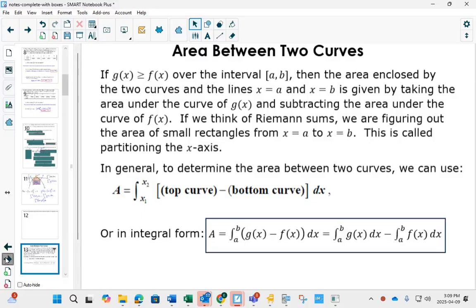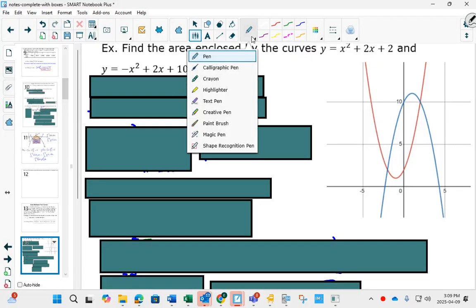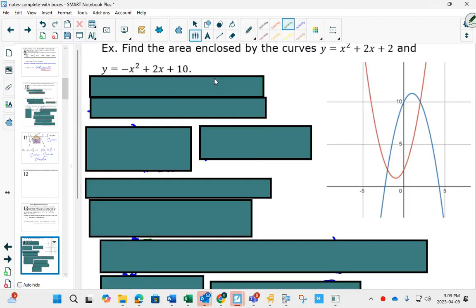So in our first example here, if I take off my crayon, and I'm going to go orange, find the area in between these two curves. So it's going to be this part here. I'm trying to find that area.